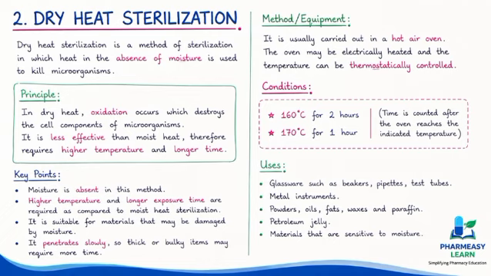Second is dry heat sterilization. As the name suggests, this method uses hot, dry air to destroy microorganisms. It is generally carried out in a specially designed hot air oven. Dry heat is useful for materials that are suitable for high temperatures but may not be suitable for moist heat. Examples include glassware, oils, and heat stable powders.